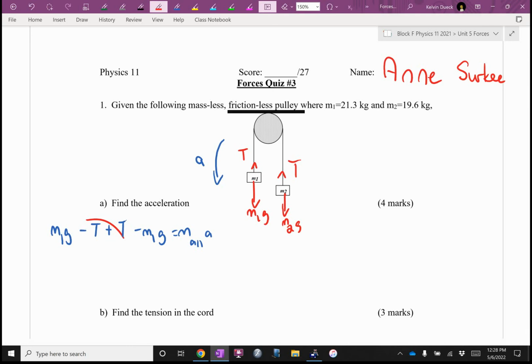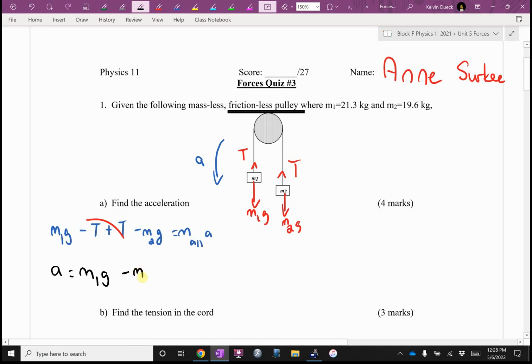What's part A want me to find? How am I going to get the A by itself? Divide by m, Declan's theorem. So next line I would say A equals M1G minus M2G over M total. I wrote an M1 twice for some dumb reason. You were probably noticing that. I did catch it.